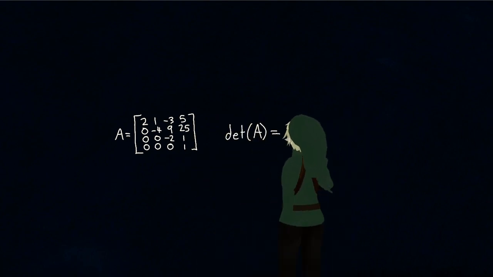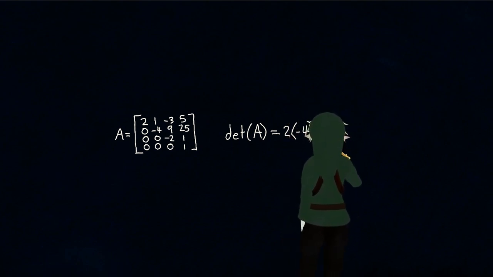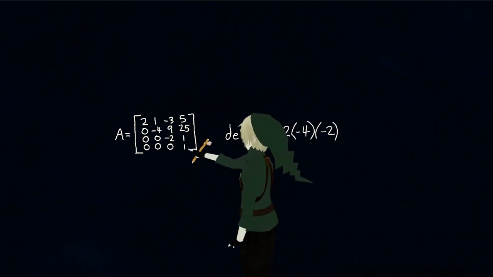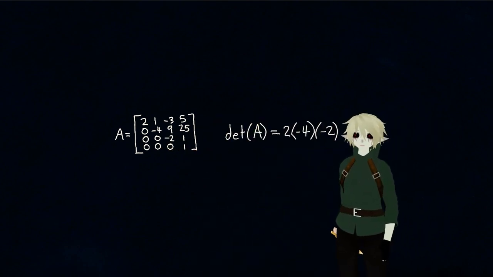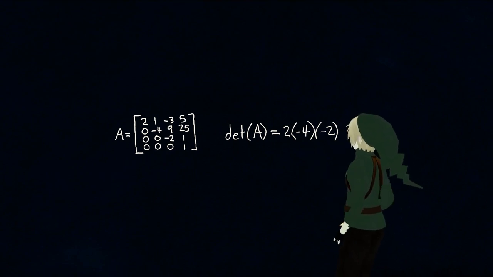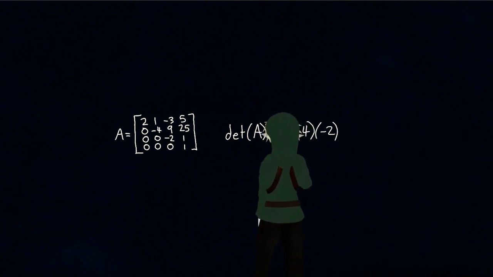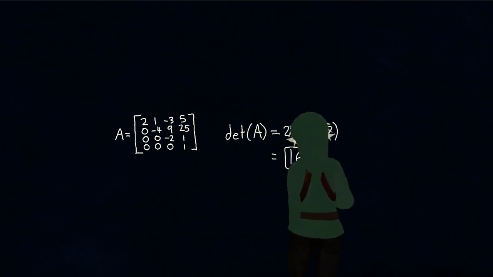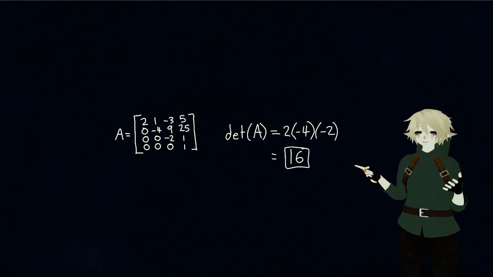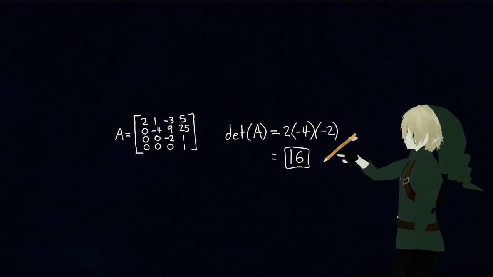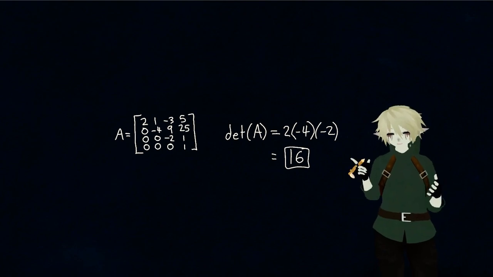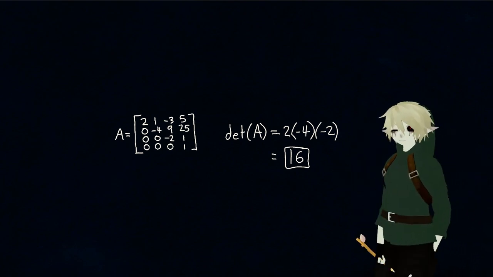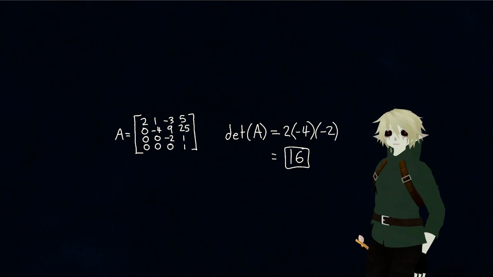If you want, you can simply write it down: 2 times -4, times -2, and then 1 is just 1. So here, this is what we have. Our determinant of A is equal to 16. Okay? And that's it. It's amazing. Thank goodness, right? Thank God for triangular matrices. That's how we compute the determinant for a triangular matrix.